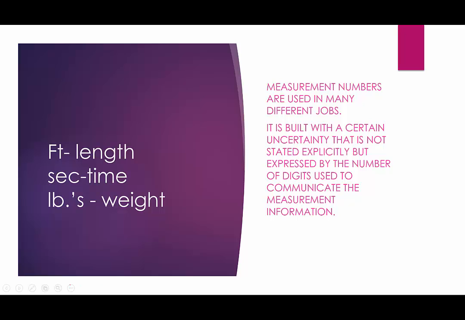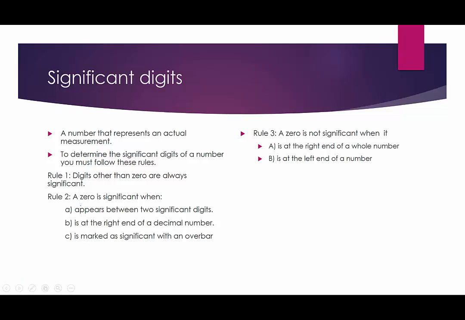So the first thing we're going to talk about is something called significant digits, which is on the next page. And there's 3 rules that you're going to have to understand. So when you have a problem, it'll say round to the nearest number of significant digits. And these are the rules, and you're going to have to memorize these. A significant digit is a number that represents an actual measurement.